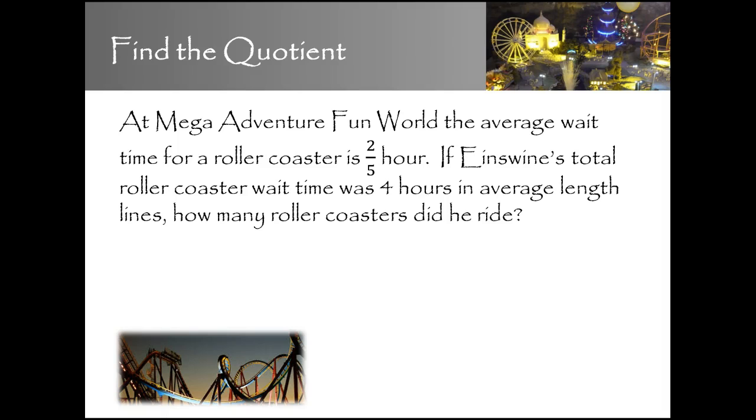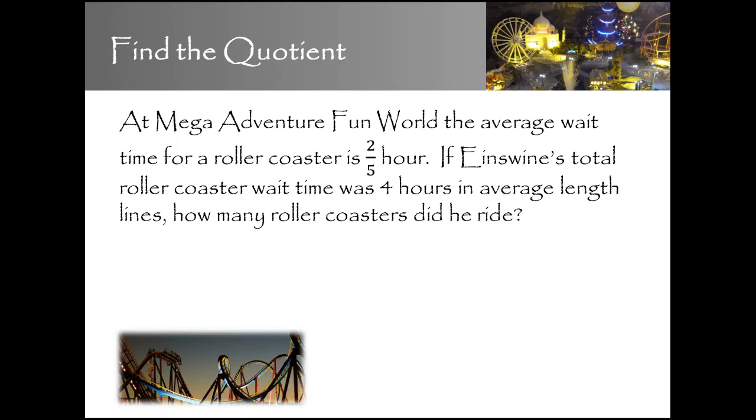At Mega Adventure Fun World, the average wait time for a roller coaster is 2/5 hour. If Einstwein's total roller coaster wait time was 4 hours in average length lines, how many roller coasters did he ride? When you're setting up a division problem, the order matters. It's not like multiplication, which is commutative. For example, if I have 10 divided by 2, I get a different answer than if I have 2 divided by 10. When setting up a division problem, you always want whatever it is that's being divided up to go first. Then you want to divide that by the number of people or parts or size or whatever it is.